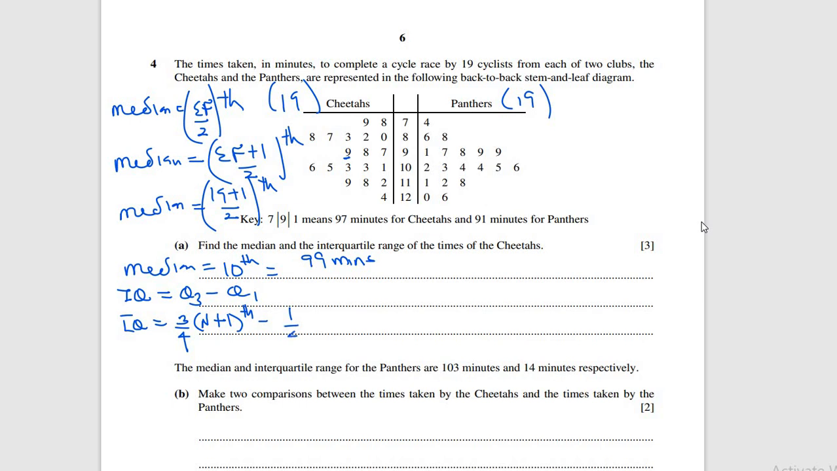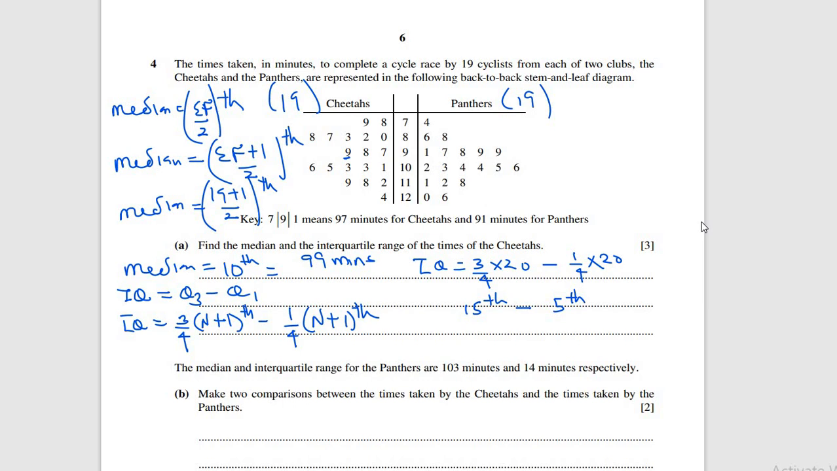Lower quartile Q1 is 1/4 of n. I added 1 because the total number is odd. So the interquartile range will now be 3/4 of 20 minus 1/4 of 20. That gives us the 15th position and the 5th position. Be careful, don't subtract; you are dealing with positions.